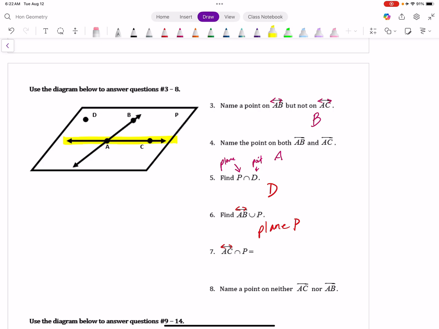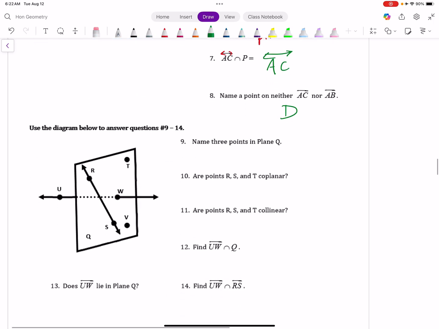Intersecting plane P. What do they have in common? Well, everything on line AC. And then name a point that's on neither line AC nor AB. Well, the only thing that could be is point D up there. All right, and then here's just a new diagram.